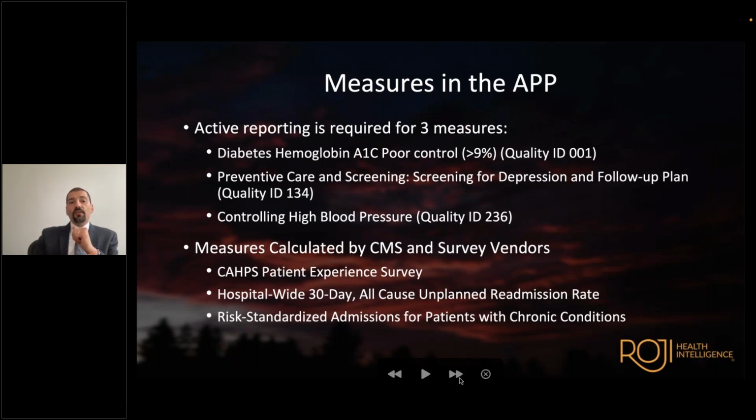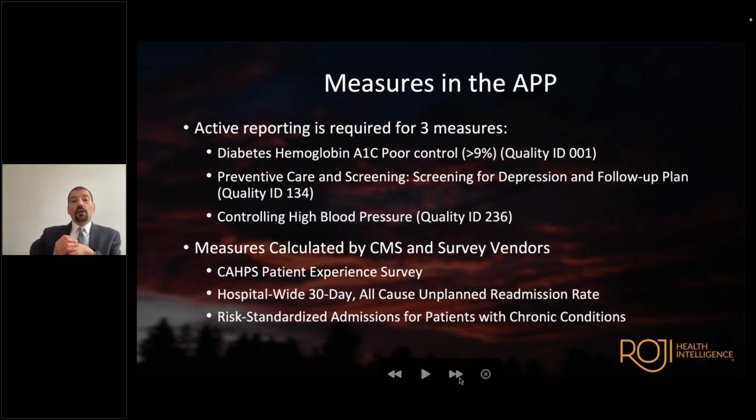Second is a preventive care and screening measure about screening for depression and follow-up plan. And the third is for controlling high blood pressure. It's not in the title, but that measure is for patients who have hypertension. And these are measures that are going to be widely applicable, and that's why they're selected here.